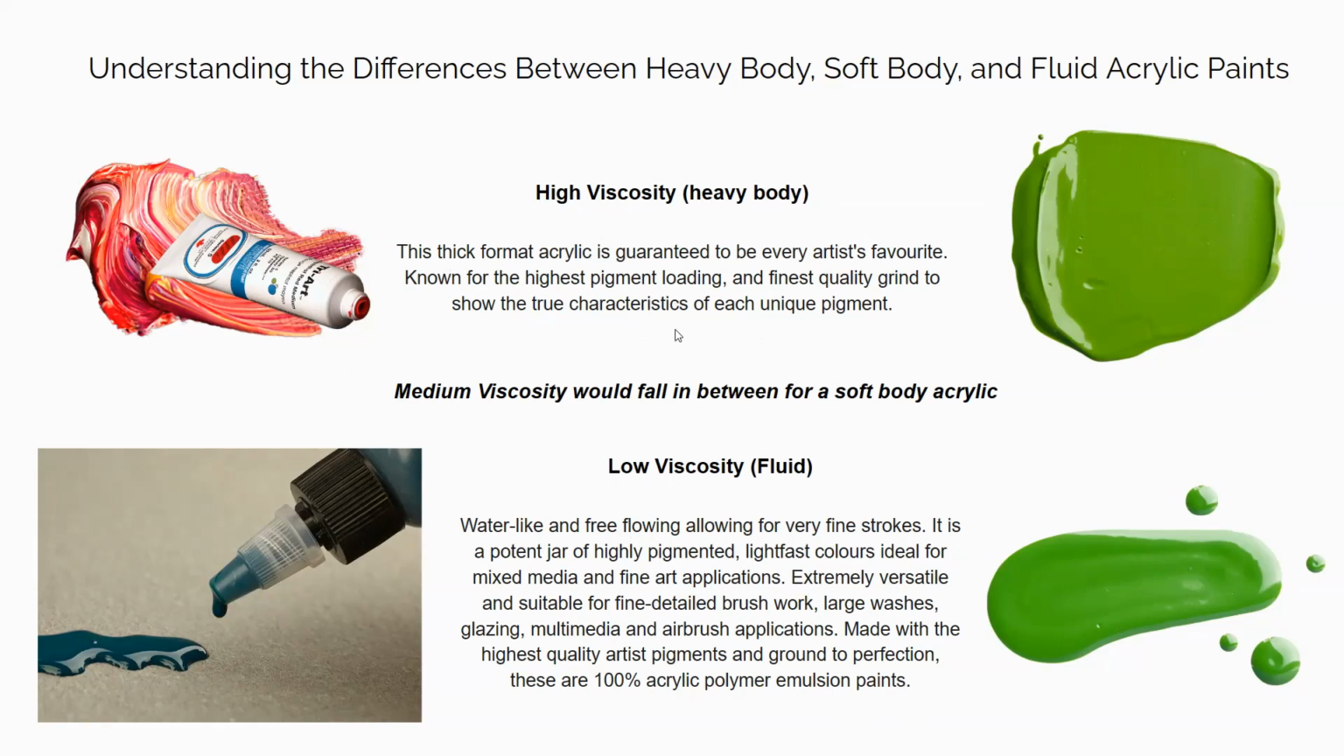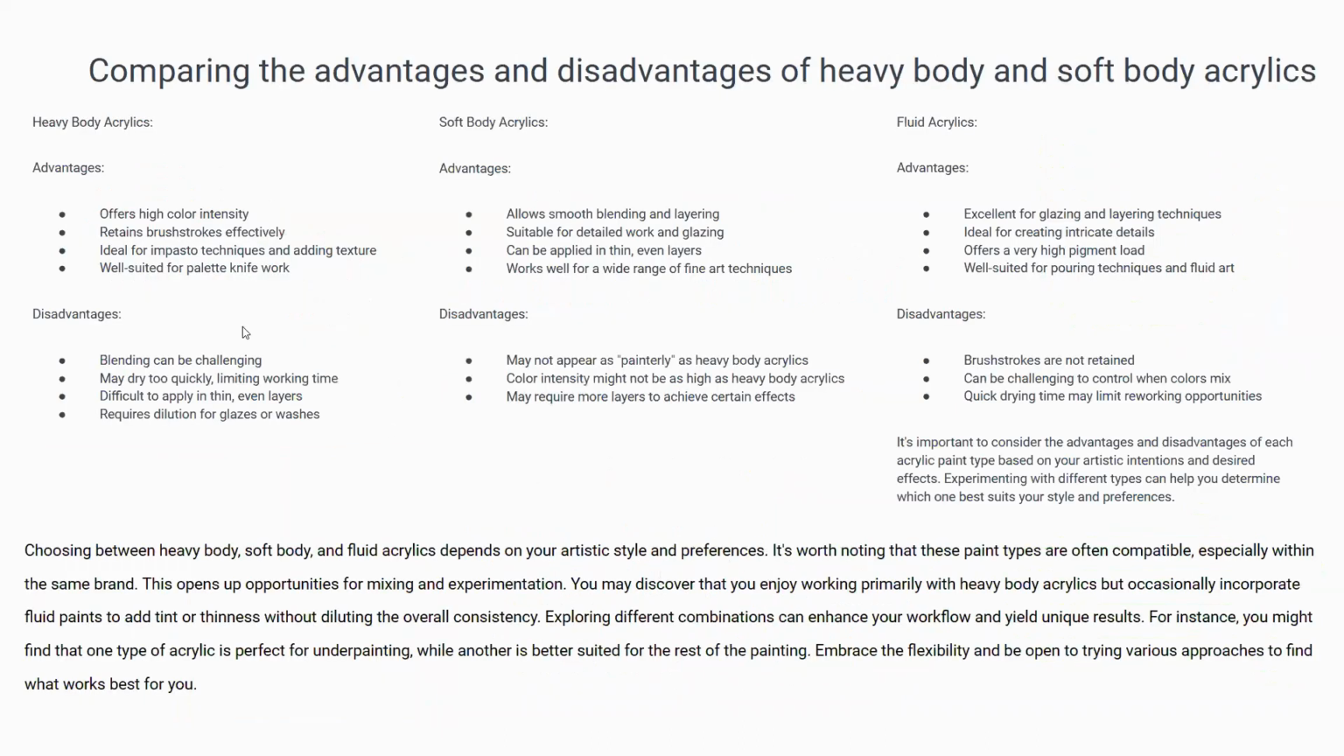So this is what you'll see in terms of how they sit on the canvas. The high viscosity or heavy body is thicker, and then the low viscosity spreads a lot thinner and is a little bit more even of an application. So there are some different advantages of heavy body and soft body.